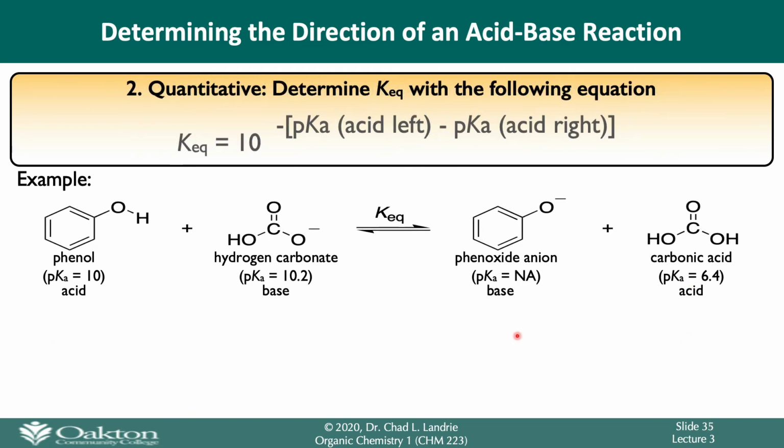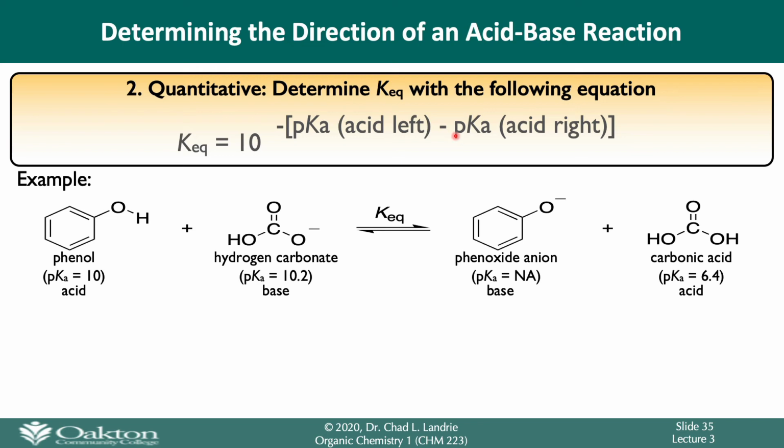All right, so here's the math. If you want to calculate the equilibrium constant for an acid-base reaction, you're going to use this equation right here on the top. It says that the KEQ equals 10 to the power of a negative, and then in brackets, the pKa of the acid on the left minus the pKa of the acid on the right. All right, let's do that math.